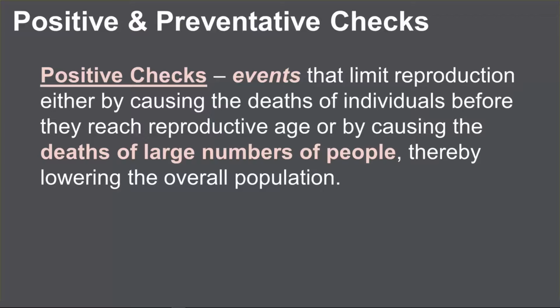Positive checks are events that limit reproduction by causing the death of individuals before they're ever of reproductive age, or by causing the deaths of large numbers of people, thereby lowering the overall population. Think of a war where thousands of people die. He'd consider that a positive check. Now, positive sounds like it has a very good connotation or tone to it. It doesn't mean that at all. He sees it as positive because it's keeping the population in check. And if the objective is to keep the population in check, it's positive.